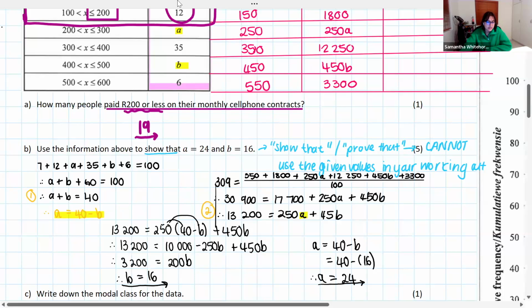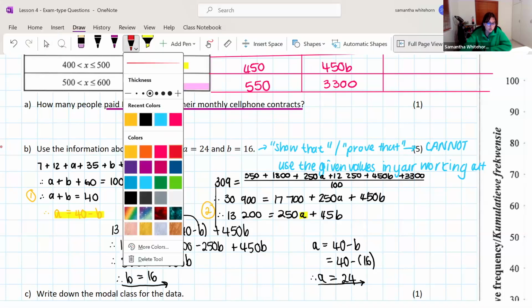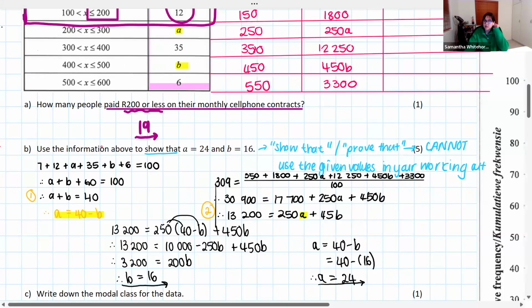Right, so in this case, just so that you're aware of mark allocations, because with show that questions, you don't get marks for your final answer of A equals 24, B equals 16. So you're going to get a mark for setting up your equation using your frequency of 100.